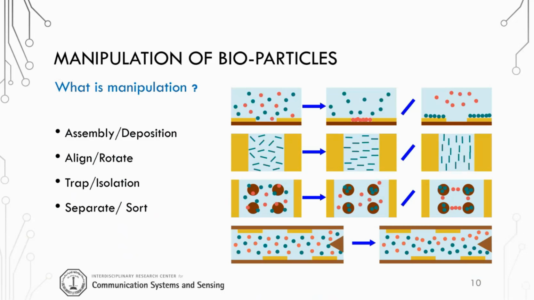Okay, lastly here we have separate and sort. And separate and sort is also the same thing. For example, let's say you have a mixture of two different types of bacteria, but then you want to separate them. So you want to collect one sample with this bacteria, and you want to have another sample of the other bacteria. You can do this with electric field, especially with dielectrophoresis.